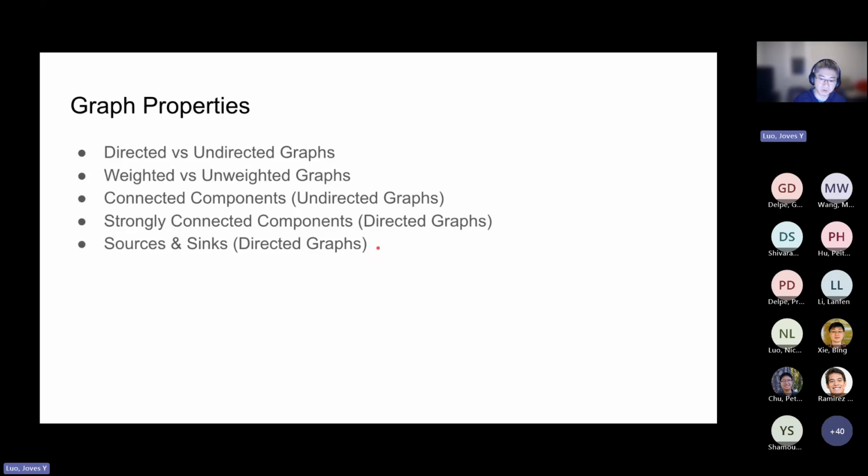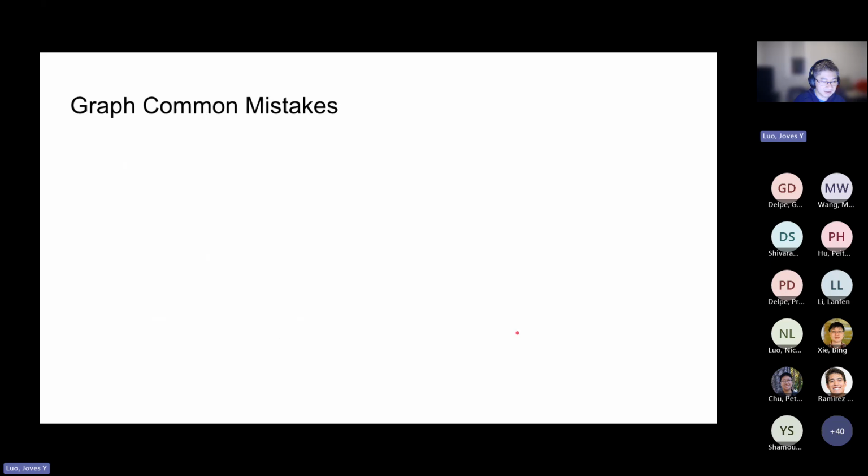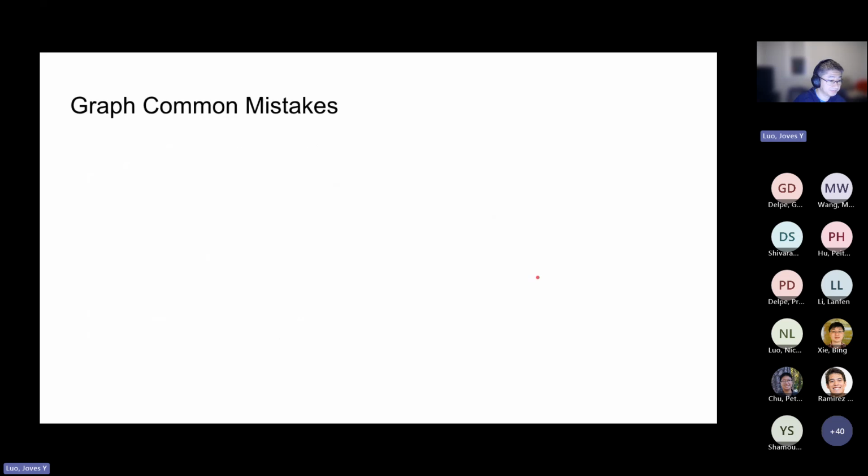You wouldn't have a start or finish with a graph that has no direction, right? Cycles can exist in both types of graphs. Bridges, I went over what bridges are in, I think, the very first office hours. I'd go look at that if you don't understand what bridges are, what leaves are, what a DAG is. These properties are all very important to understand, and to be able to read and immediately recognize what kind of graph that is. Common mistakes that I went over.